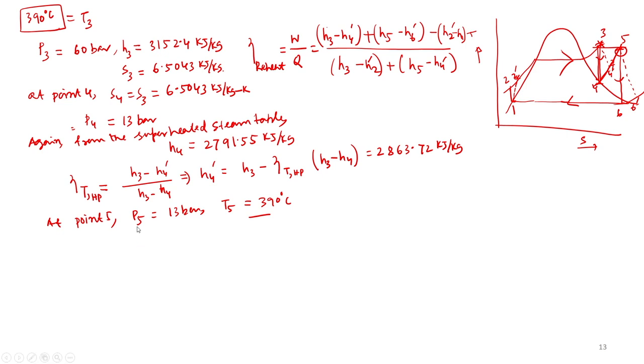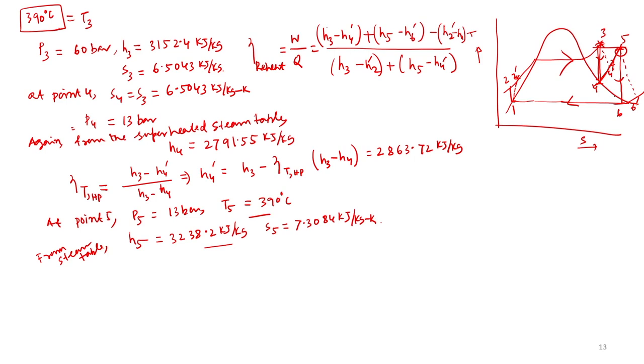So again we need to use the superheated steam table, and from that we can find out what is H5. So from the steam table, H5 is found to be 3238.2 kilojoule per kg. And S5 can also be taken out at this condition, 84 kilojoule per kg Kelvin.